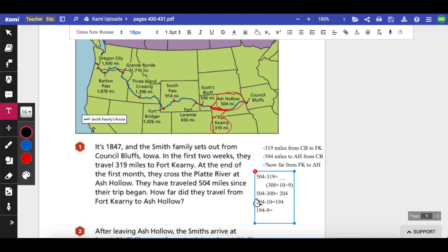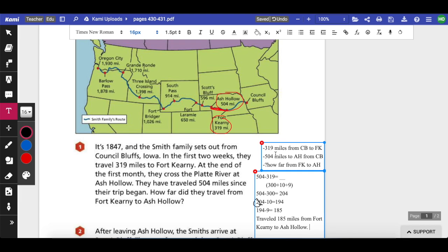And 194 minus 9 would be 185. So the question is, how far did they travel from Fort Kearny to Ash Hollow? So I would say that they traveled 185 miles from Fort Kearny to Ash Hollow.